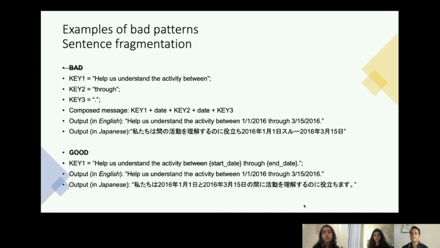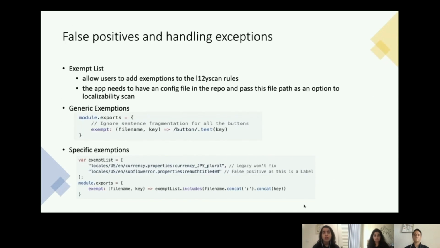Now in English, when you concatenate these fragments, the sentence makes sense, but once you translate it to another language like Japanese, just concatenating translated fragments in this manner may not make sense in the translated language. So the better way to do it is to have the whole message in the content key and have the placeholders for the date, so that the translator has the idea and context of the entire message and can add the translation, placing the placeholders in appropriate places in the sentence. So these were some of the examples that we discussed.